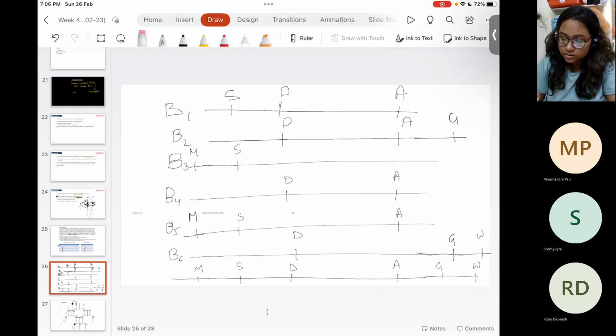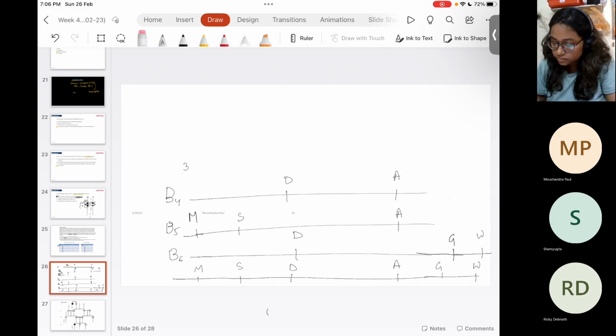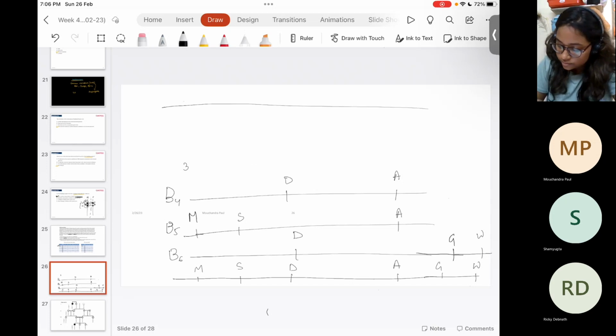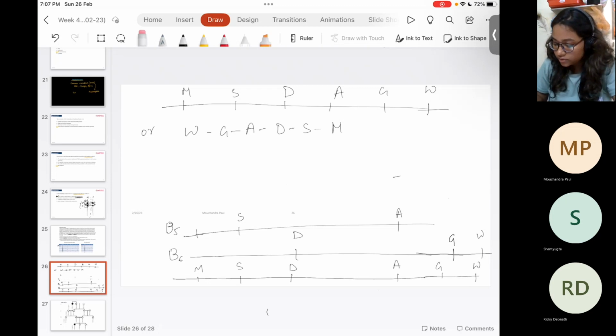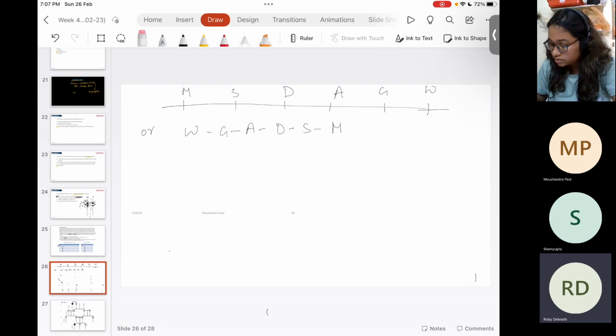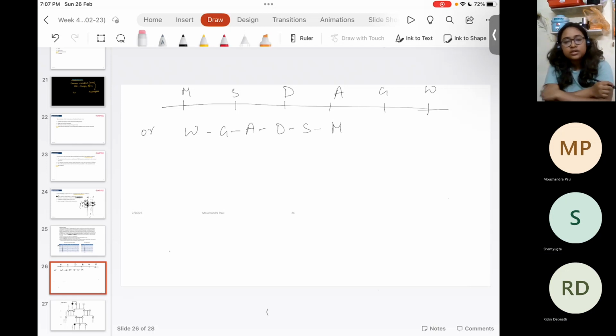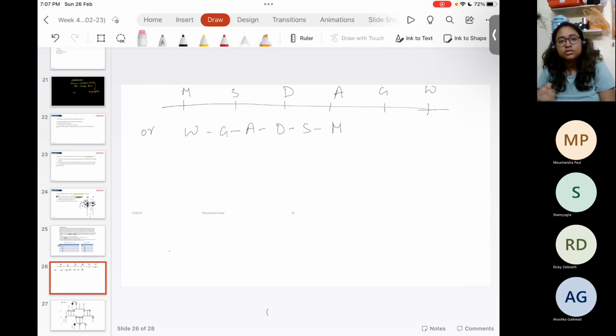Let me clear the above and write it nicely. So M, S, D, A, G, W. Or we can also write it as W, G, A, D, S, M. This could be another way of writing the order of these markers. But just the reverse order. Yes, it's just a reverse, same thing. We can read in the front or in the back, reverse order. It's the same thing.